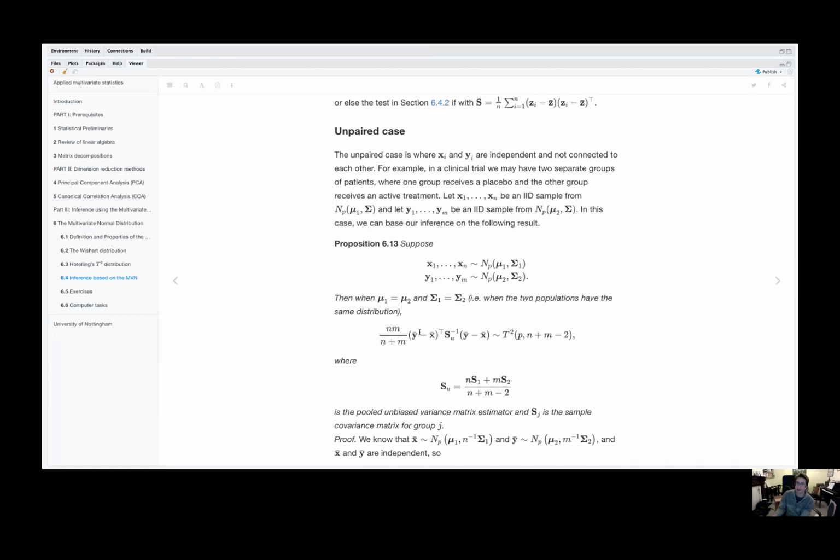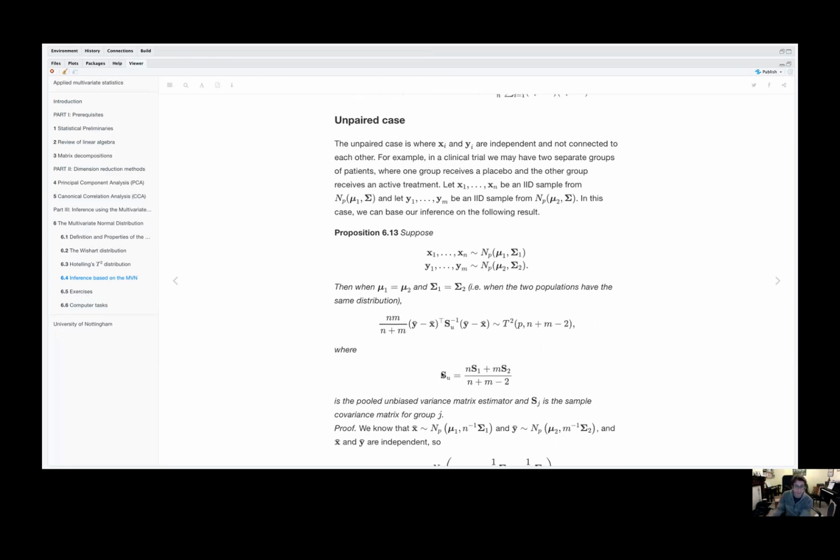y bar minus x bar, so the difference between 2 sample means, transposed, S subscript u inverse, y bar minus x bar, scaled by this term here, has a Hotelling's T squared distribution with the parameters shown here. So S_U here is our pooled covariance matrix estimator. Okay. So the proof of that's in the notes. I'm not going to go through it in the video, so I'll leave you to read that.